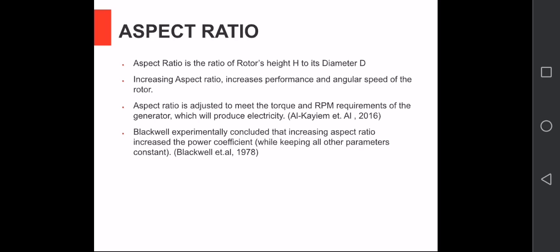If you keep all the other parameters constant, let me remind you again, that does not necessarily mean that it will always increase, because increasing the aspect ratio sometimes decreases some other factors as well. So you have to be very careful in selecting the particular height and diameter, and a study has been done by Dr. Blackwell in his paper. You can check out his paper as well.